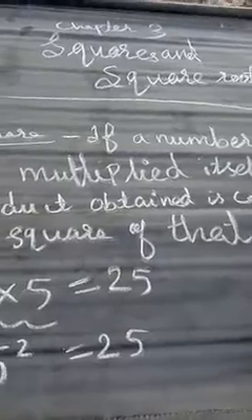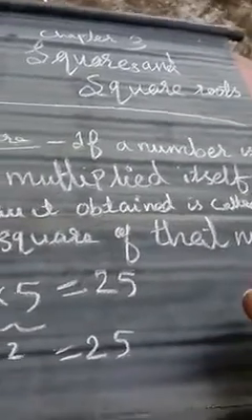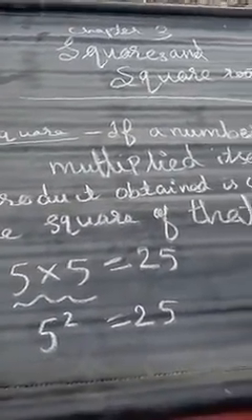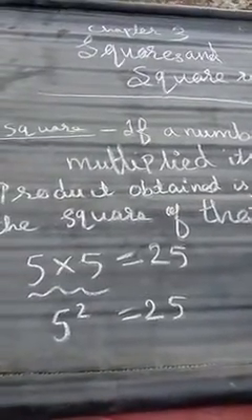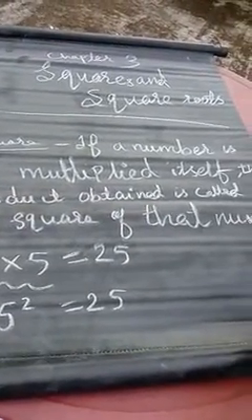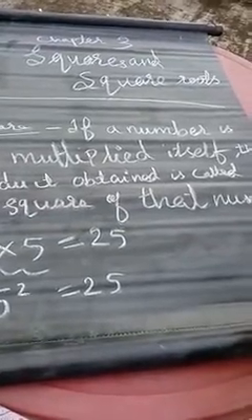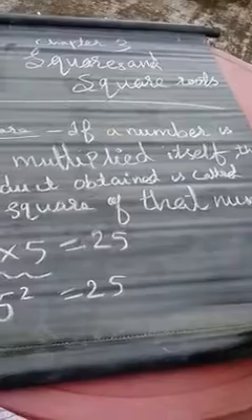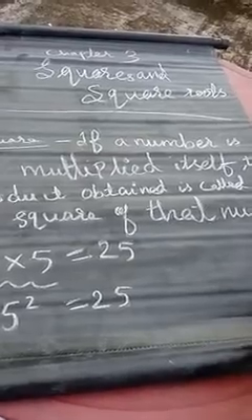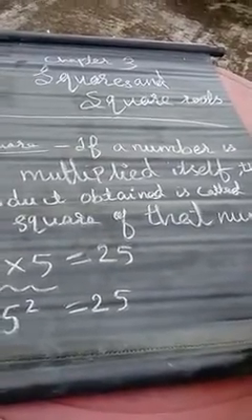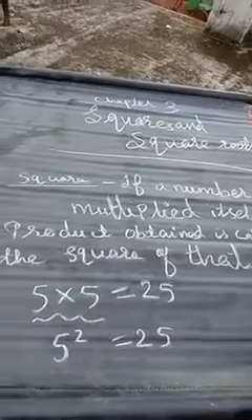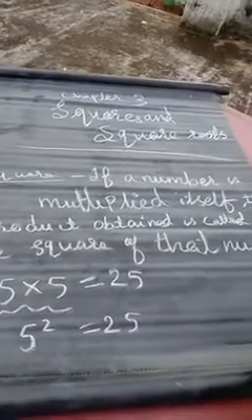Okay, what do you mean by square? If a number is multiplied by itself, the product obtained is called the square of that number. That means the number is multiplied by that number. Suppose a into a, that is a square. The product obtained is called the square of that number.